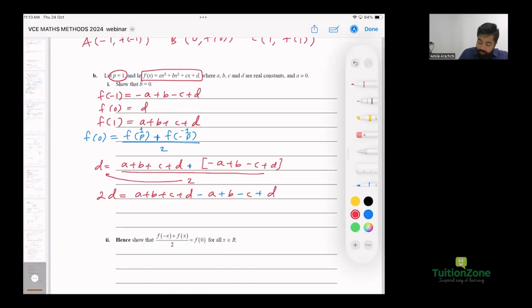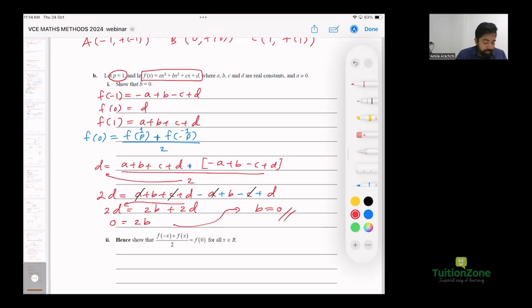And now you can cancel. The A is canceling out. C is canceling out. And then we have 2D is equals to B plus B is 2B. D plus D is 2D. And then take maybe this 2D to the other side. Becomes take away, so becomes 0. 0 equals 2B. So you can say B is equals to 0. That's fine. So you found that B is equals to 0. Perfect. That's part 2 as well.